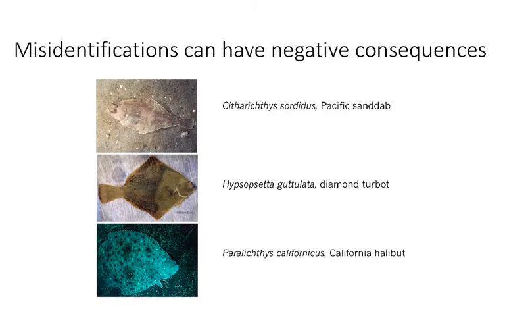And if we do try to guess what kind of species those are just from looking at the eggs, it's possible for us to be wrong and make misidentifications, which can have really negative consequences. So these are 3 pictures of flatfish that are found in California: the Pacific sand dab, diamond turbot, and the California halibut. When you're looking at adults, the fish, you can tell, right? They look slightly different. You're able to identify what the species is. But when they're at the egg stage, they all look alike.